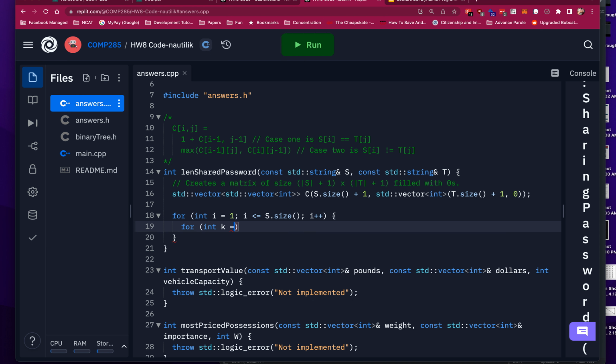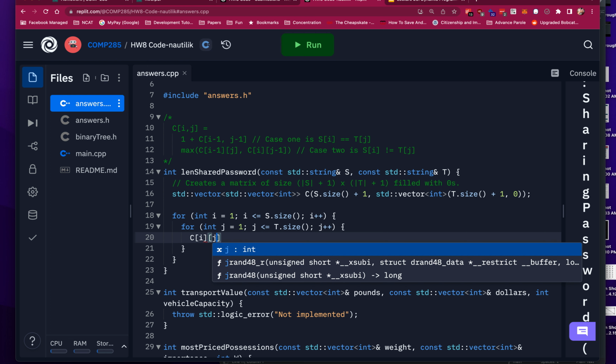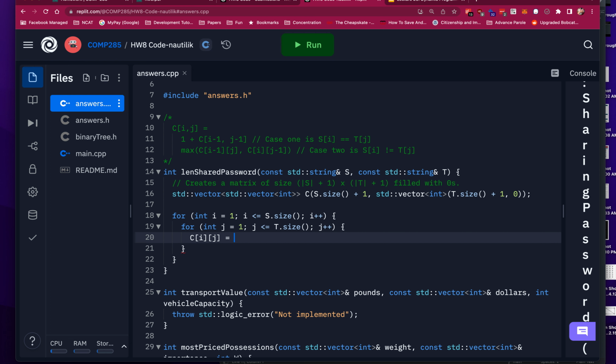And then you have your j. So this also starts at 1, and then j is less than or equal to t.size, and then j++. So these are your 2 for loops, and then you fill it in. So you have c[i][j]. That's what you're trying to answer.